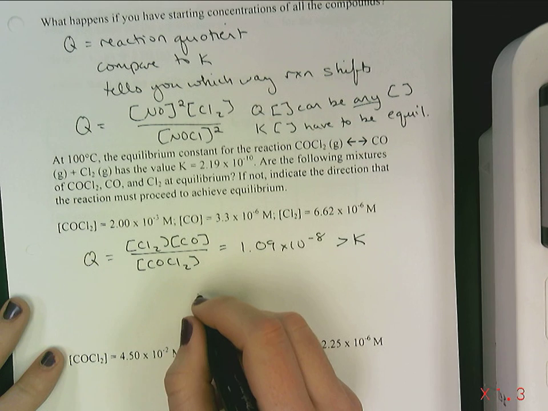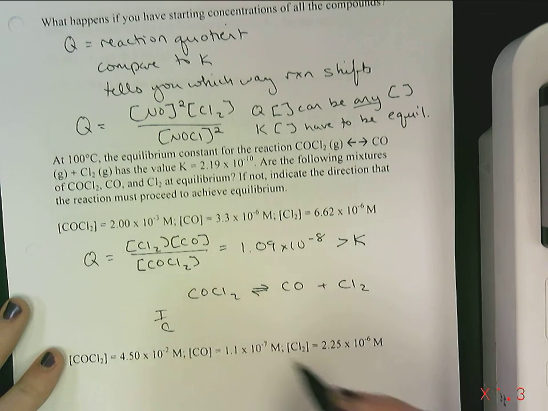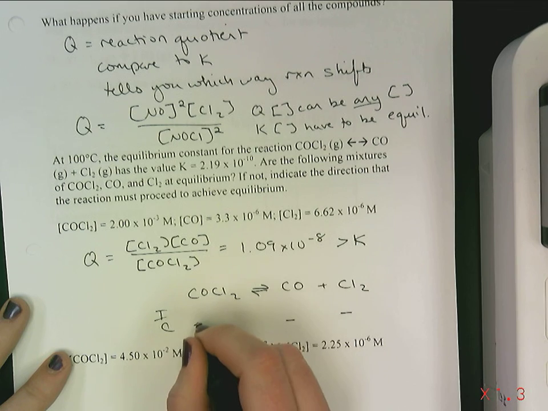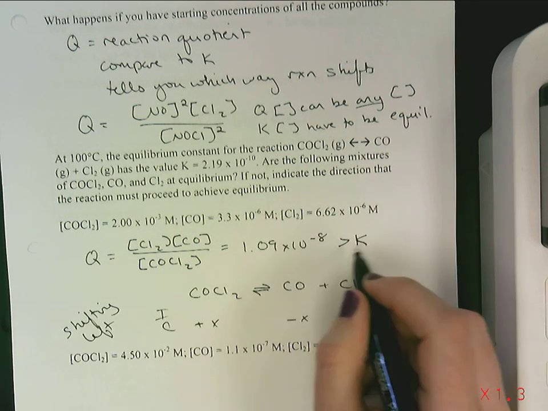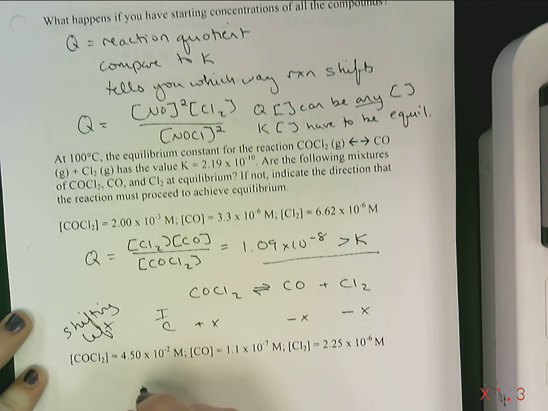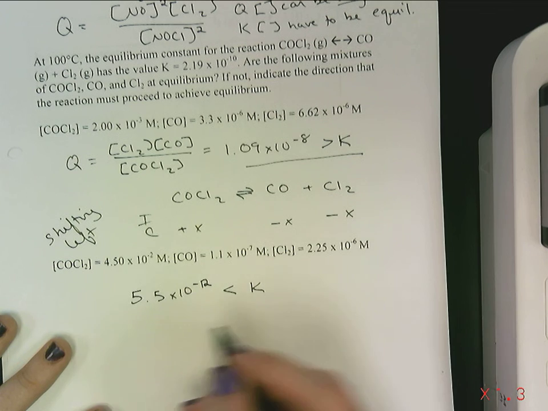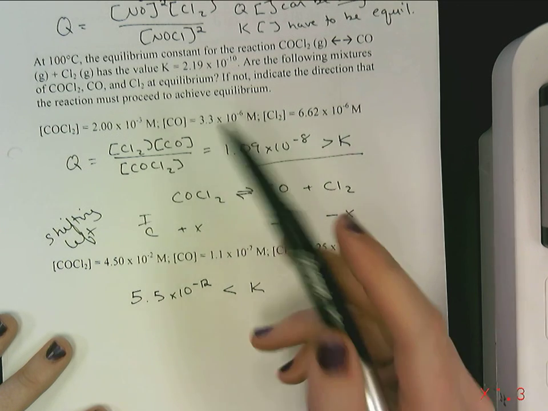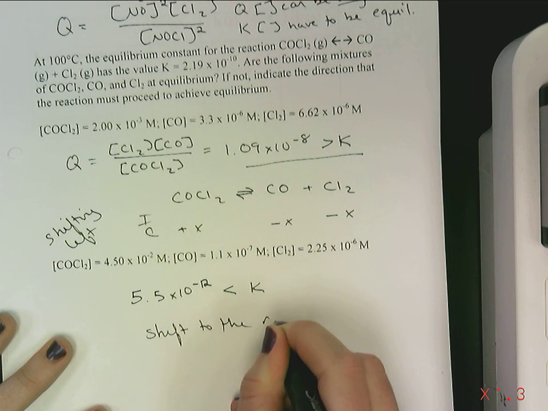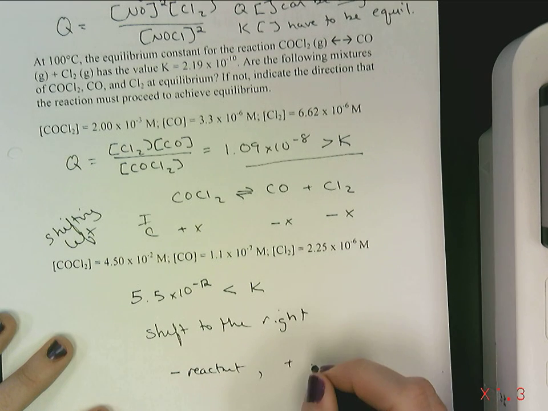And so if I was setting up an ICE problem, and I'm not actually going to do this out, I would expect in the change column to see negatives on this side and positives on this side, because I will be shifting left towards the reactants. So when Q is greater than K, I'm going to shift left. Now in the second situation, my Q is 5.5 times 10 to the negative 12th. In this case, this is less than K, 2.19 times 10 to the negative 10th. So we have the opposite situation here, where we have too many reactants, and we need to shift towards products. So this reaction is going to shift to the right, which again in an ICE problem is going to look like negative signs on the reactant side and positive signs on the product side.